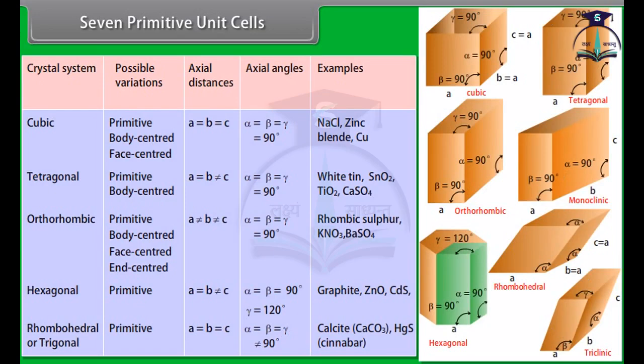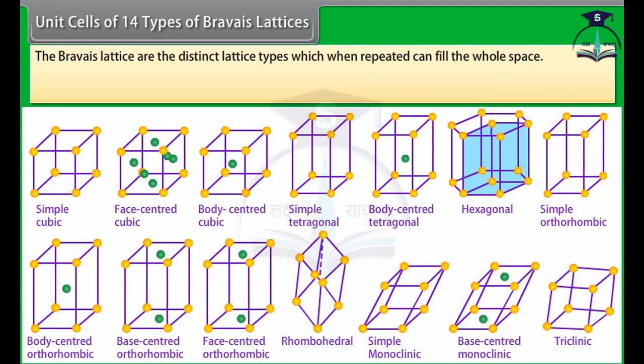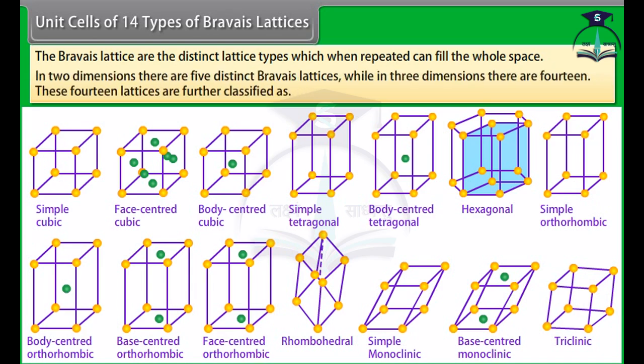There are 7 types of primitive unit cells. Their characteristics, along with the centered unit cells they can form, have been listed in the table. Unit cells of 14 types of Bravais lattices. The Bravais lattices are the distinct lattice types which, when repeated, can fill the whole space. In 2 dimensions, there are 5 distinct Bravais lattices, while in 3 dimensions, there are 14.